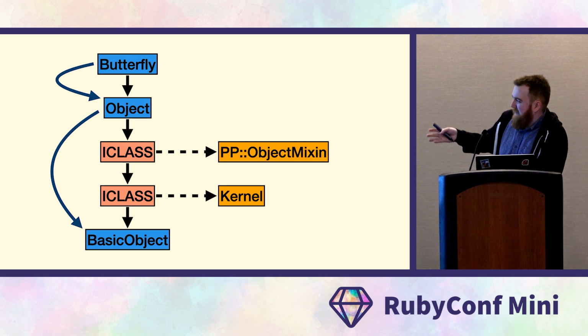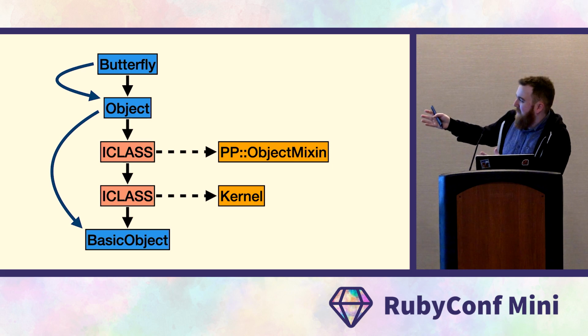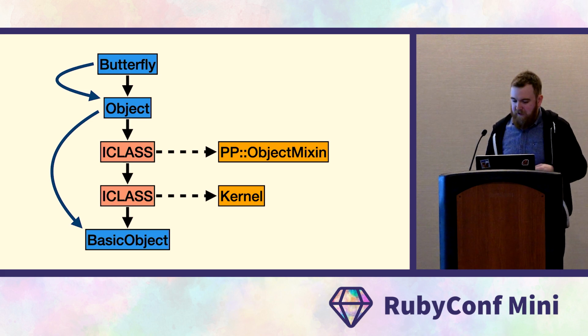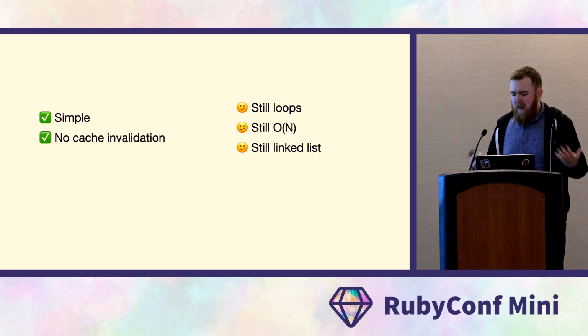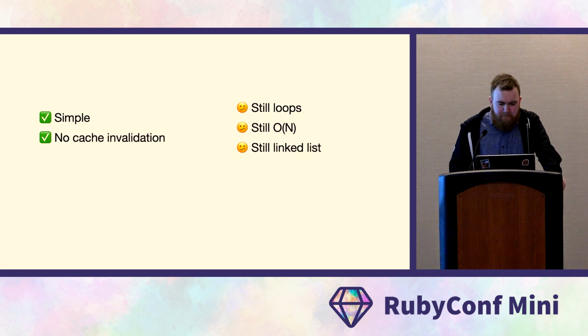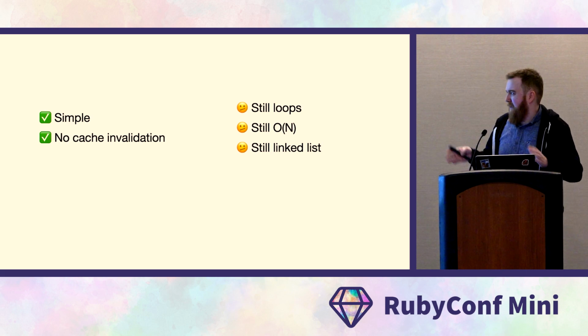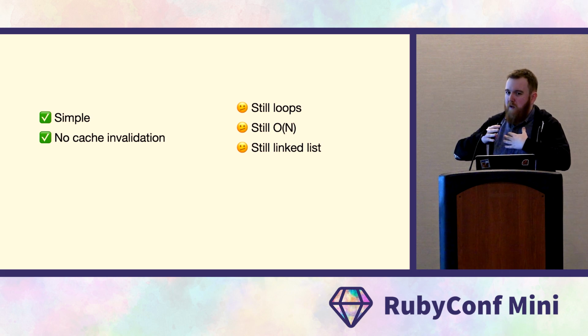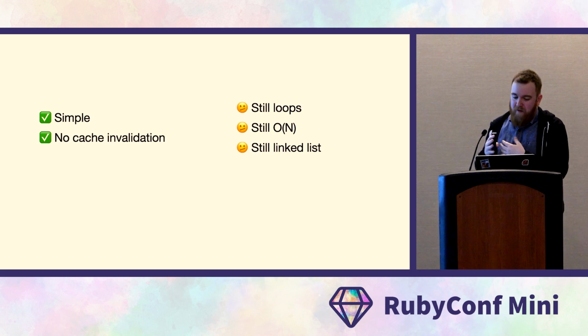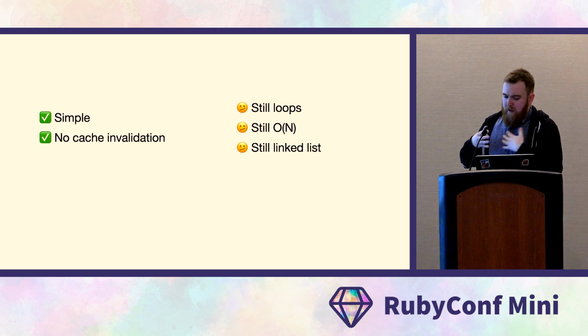So now we have two lists: one goes through the things normally, and the second gets to skip over the I classes when we see them. I like this approach. It's fairly simple. It turns out there's no cache invalidation because you can't change the superclass of a class after it's defined. So you can do this on the class boot and it'll never change.